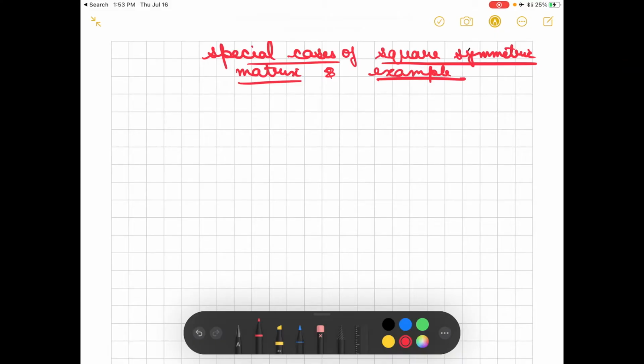Hello students, welcome to our next video on Eigen decomposition, in which we will discuss special cases of symmetric matrices and learn about a very important theorem, what we call the spectral theorem. And also we will solve one specific example of how an eigen decomposition or diagonalization of a matrix looks.